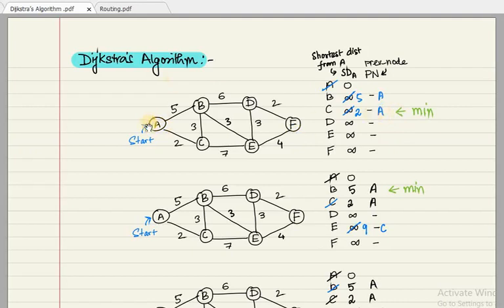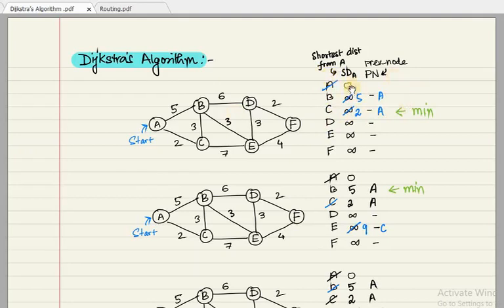Simple, okay. A is directly connected to B and C, so we are only considering B and C. Only the neighboring nodes have to be concentrated on with respect to the current node we are computing. So since we are computing for A, we considered B and C, and the costs are 5 and 2, and the previous nodes are A and A. I think this particular diagram is clear to you.